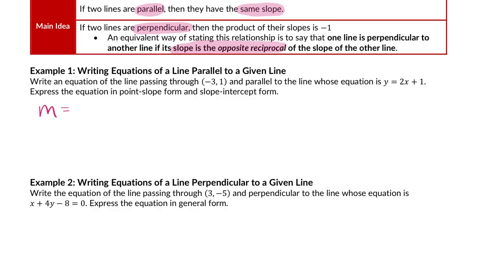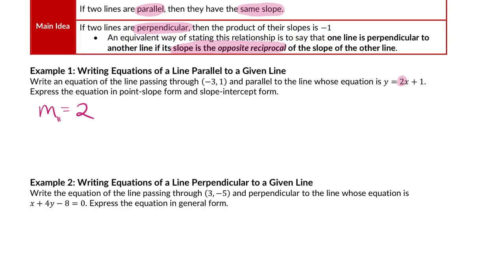What's the slope we're going to use? 2. Why 2? It's the coefficient of the x, yes. And because we're writing parallel, we don't change that slope. In fact, just to make sure we know this, I'm going to add a subscript to my m, and it's just going to be 2 lines representing the symbol for parallel. That's not an 11. It's 2 lines representing parallel.